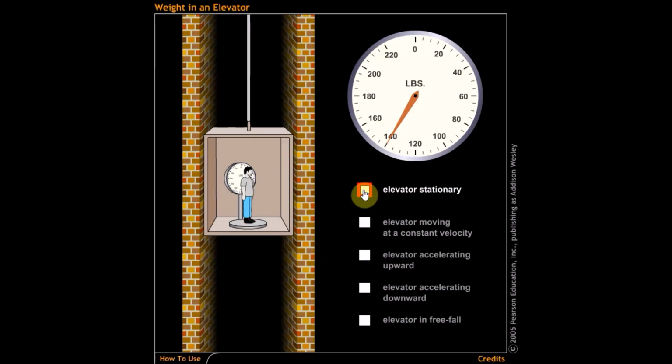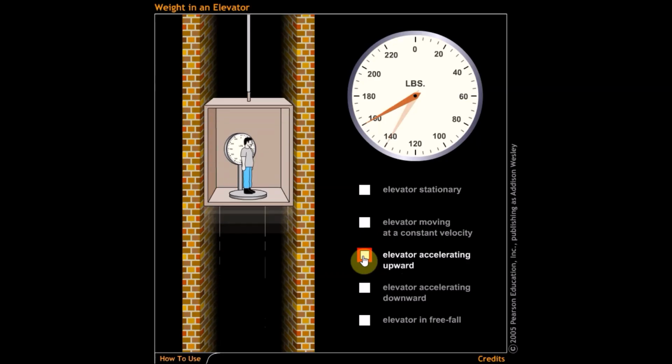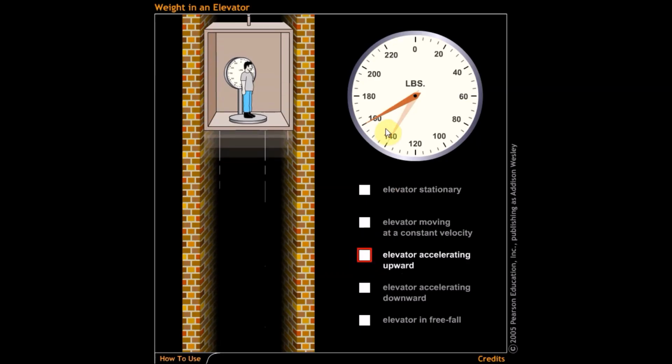Now, what happens if the elevator accelerates upwards? Remember, in this case, g of negative 9.8 is acting downwards on this entire system. Well, for the case of an accelerating elevator upwards, he'll see his apparent weight shift from 140, because he's working against gravity here, it'll jump to 160 pounds.